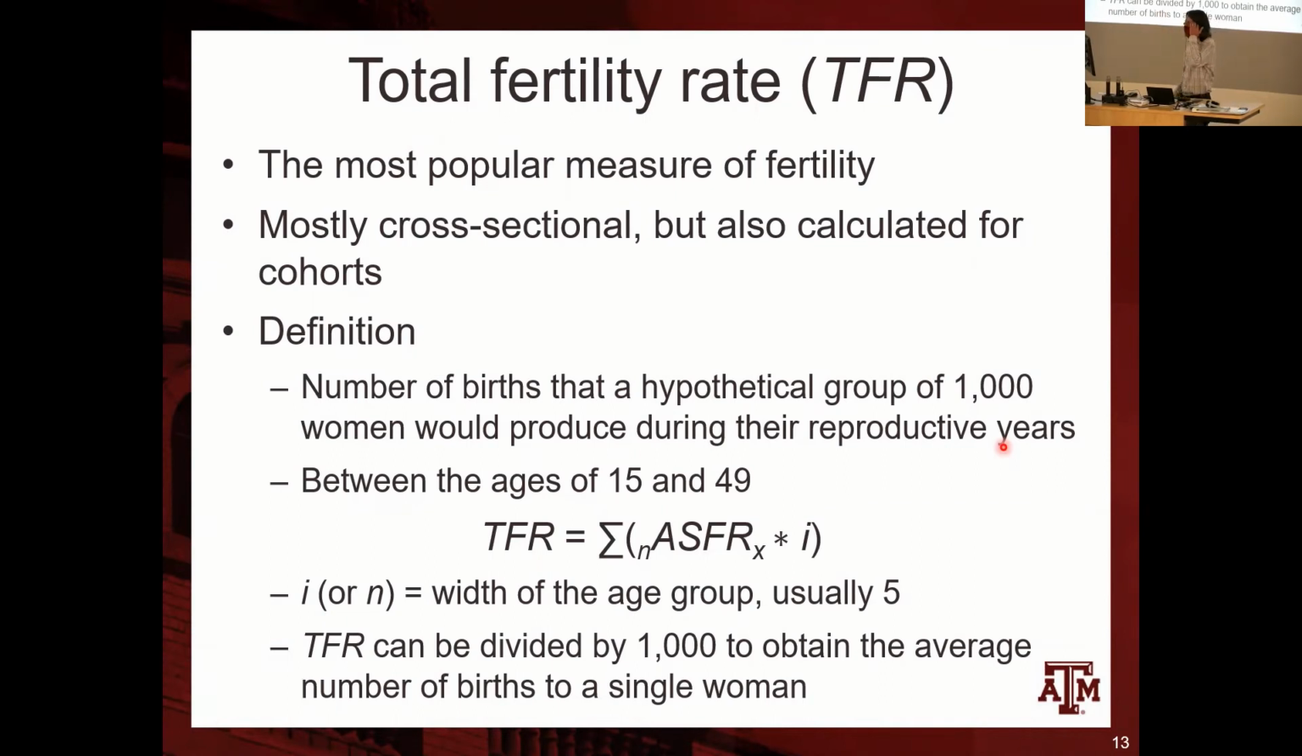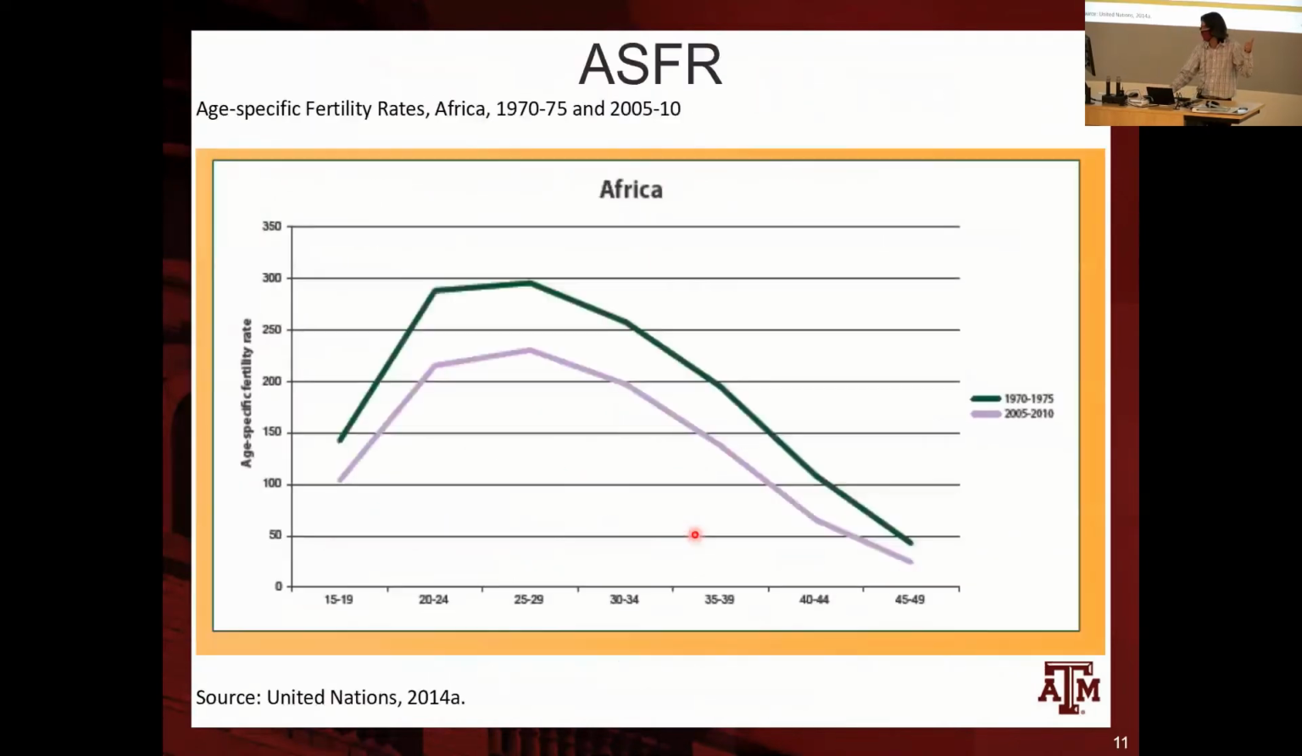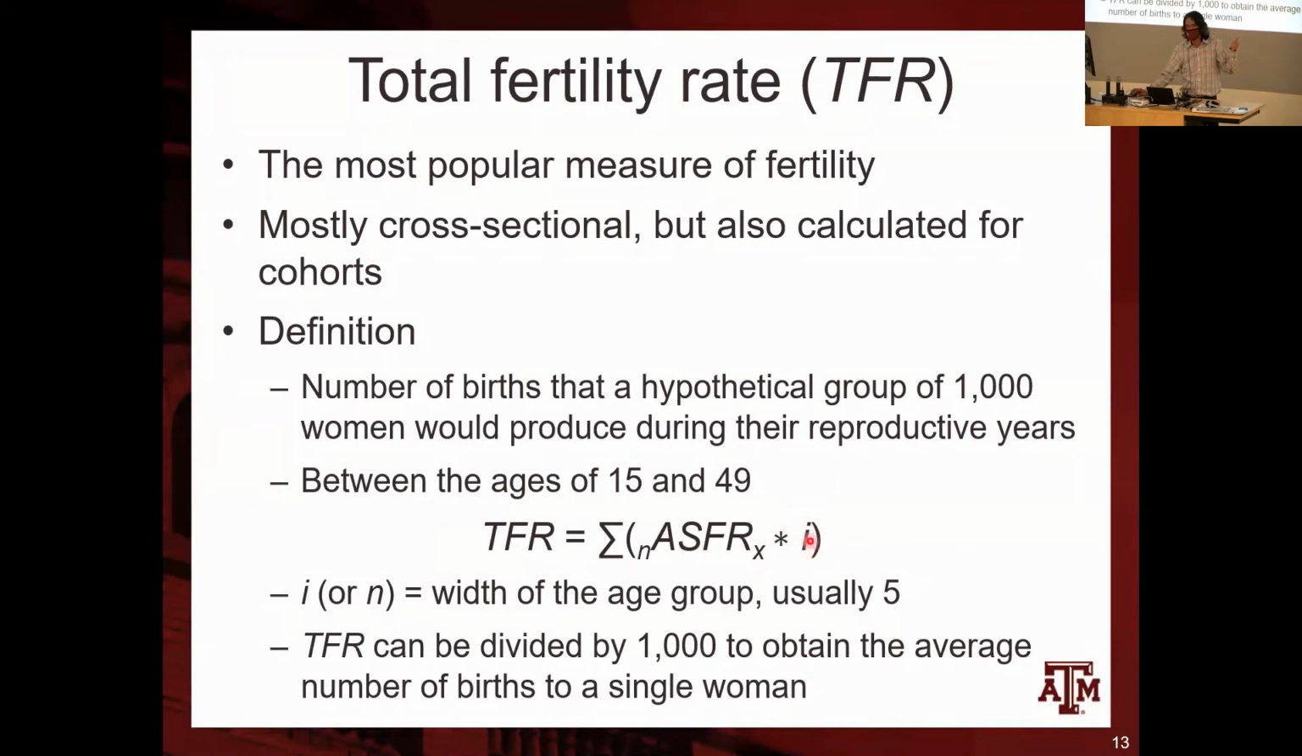And how exactly do you calculate it? It's pretty much the number of births that a hypothetical group of 1,000 women would produce during their reproductive years. How do you calculate it? You get the age-specific fertility rates that you calculated before with this formula, and you multiply by the width of the age group, which is usually 5: 15 to 19, 20 to 24, 25 to 29, and so on. And then you add everything. You just get each one of the age-specific fertility rates, multiply by 5, and add them all. Or you can get the age-specific fertility rates, add them all, and multiply by 5. Since the width of these age groups is similar, it doesn't matter how you do it.